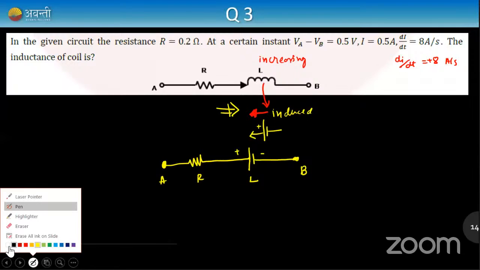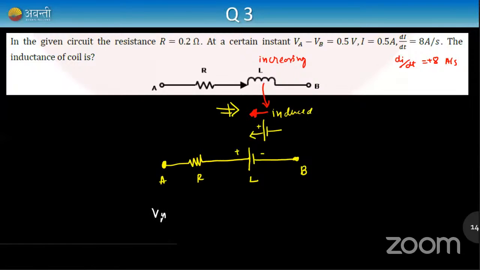Now I'll write the circuit voltage. So the potential at A. First I found the direction of current. The original current was flowing towards the right, so the opposition current will flow towards the left. If the current is flowing towards the left, that means the positive terminal is towards the left, because current always comes out of the positive terminal.